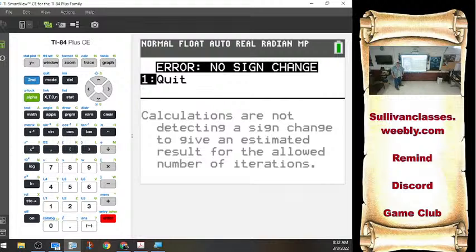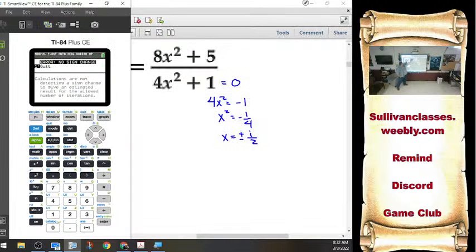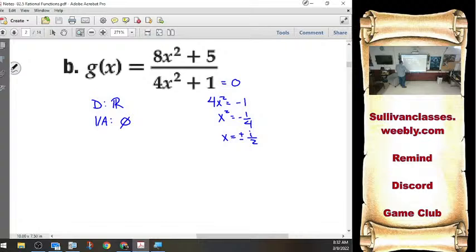nope. A sign change, meaning it went from positive to negative if that line is considered 0. So it never crossed that line. I can also plug in 2 and show you this doesn't work.